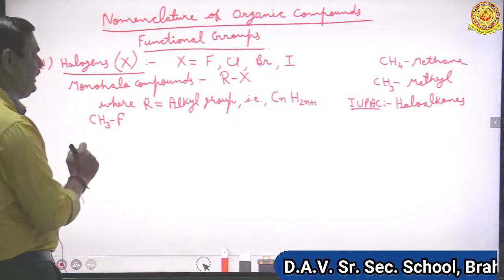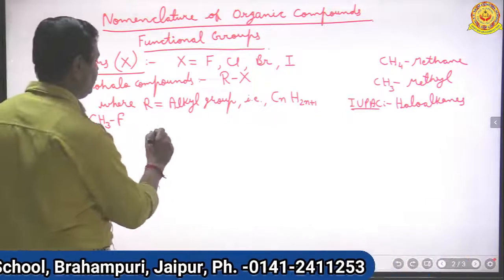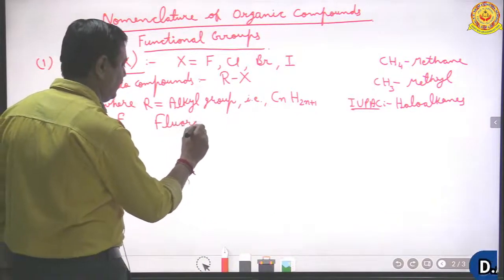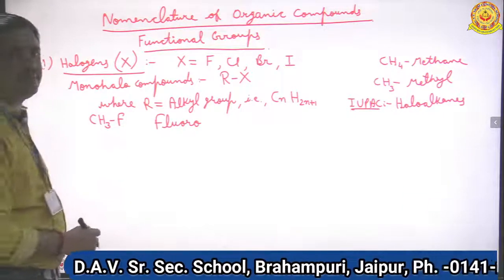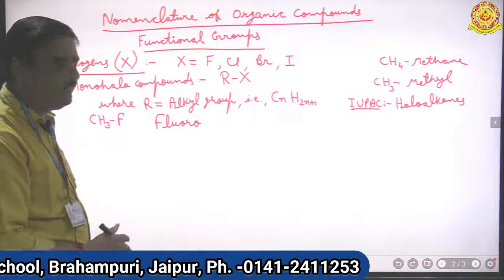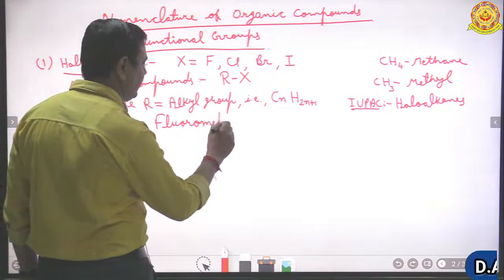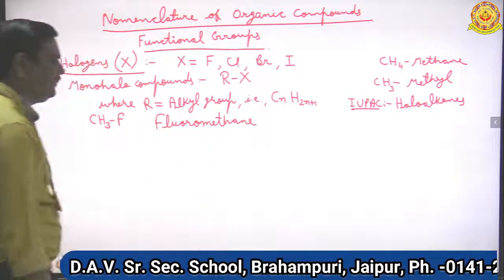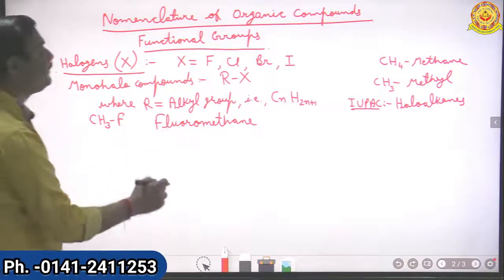Here fluorine is present. For fluorine we will write fluoro. And how many carbon atoms are there? One carbon atom, means methane. So the IUPAC name of this compound is fluoromethane.